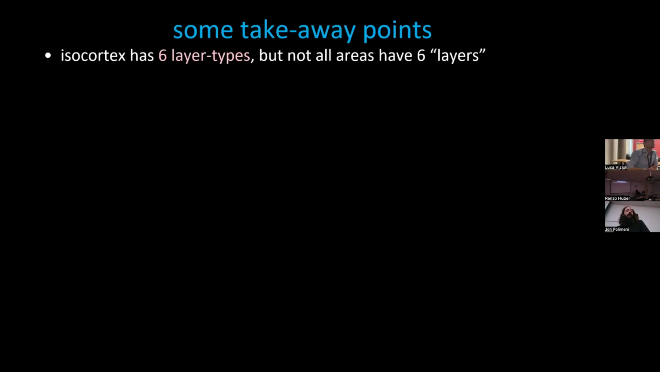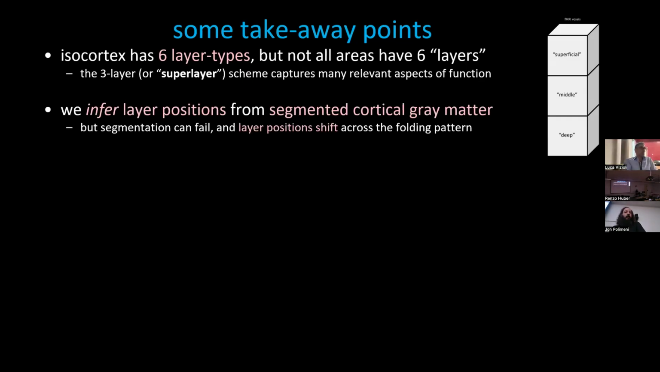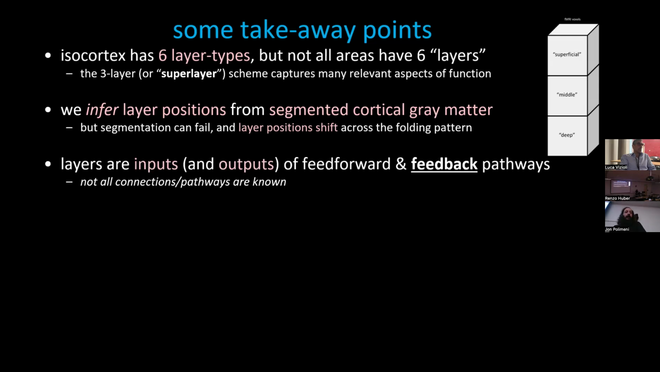Okay, so let me wrap up a few takeaway points. I showed you that cortex has 6 layer types, but not all areas have 6 layers. And this 3-layer or superlayer scheme that we use a lot, laminar fMRI captures many relevant aspects of function. We infer the layer positions from segmented cortical gray matter, but the segmentation can fail and layer positions shift across the folding pattern. So this is quite tricky.